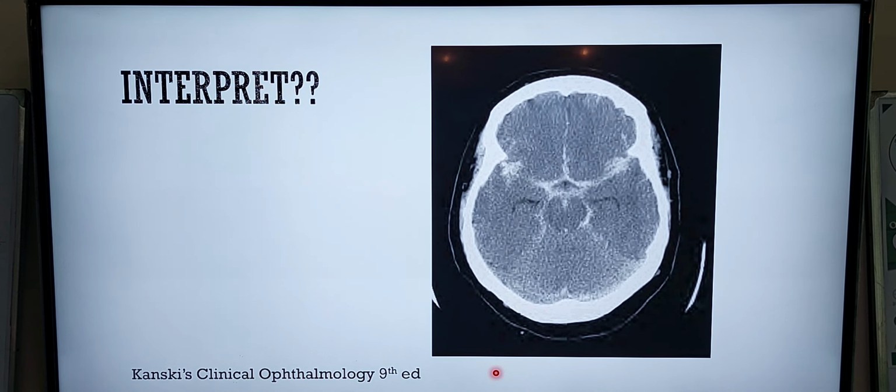Can anybody interpret the CT scan? What can you see in the CSF spaces? Hyperdensity within the CSF spaces, which are the cisterns, and it is in a butterfly pattern, which is present in subarachnoid hemorrhage, in which the patient presents with the worst headache of their life.